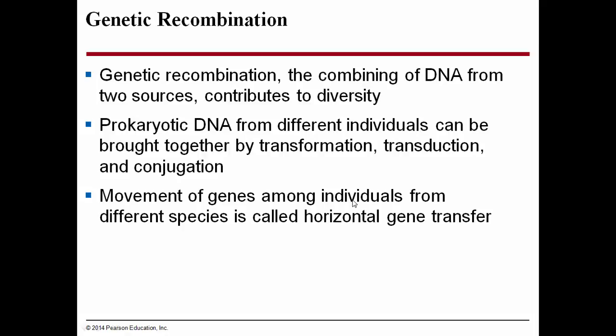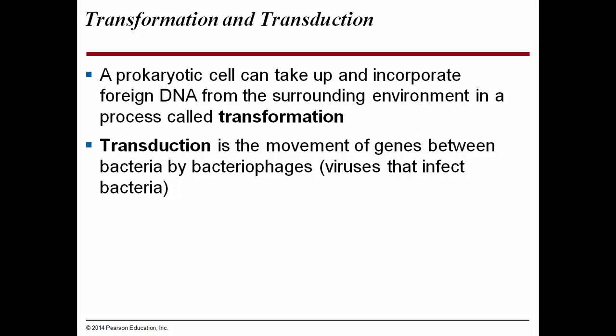Genetic recombination, the combining of DNA from 2 sources, contributes to diversity. Prokaryotic DNA from different individuals can be brought together by transformation, transduction, and conjugation. Movement of genes among individuals from different species is called horizontal gene transfer. And horizontal gene transfer is a great part of our evolutionary past in prokaryotes.